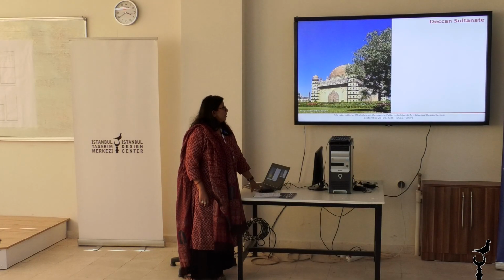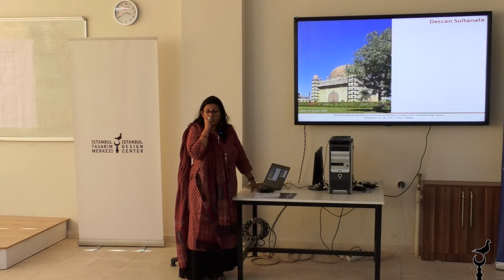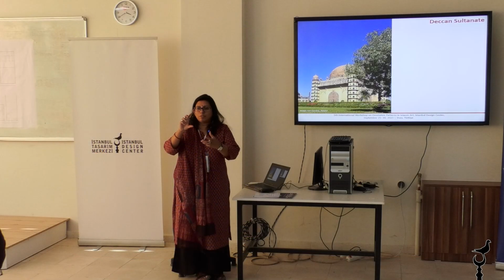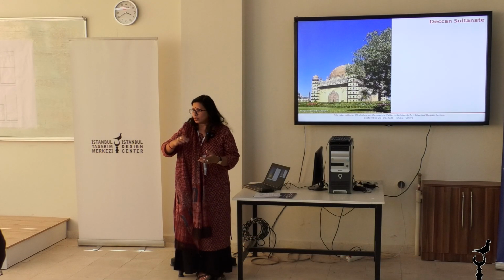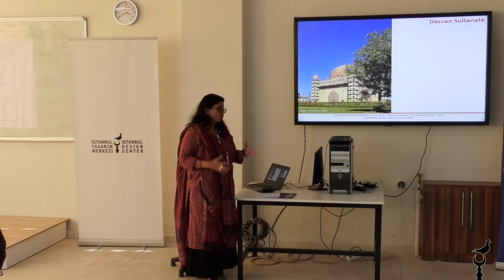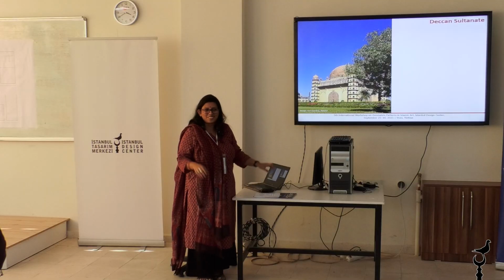Okay, this is the kind of architecture they have. This is Gol Gumbaj, supposed to be the second largest dome in the world. It has a diameter of approximately 44 meters. It's that huge. And it's not a double dome, which you see in Mughal architectures, to kind of give a humanized scale to it. So you feel like an ant when you're inside that space. It's huge. It doesn't look it here, but it is.